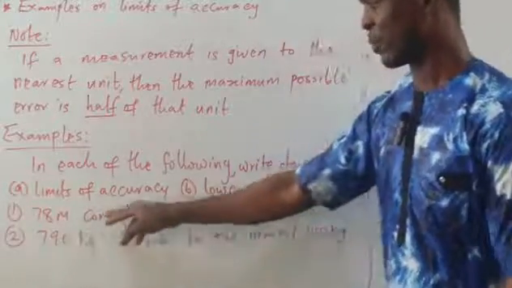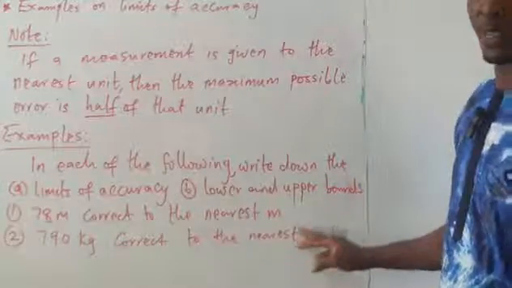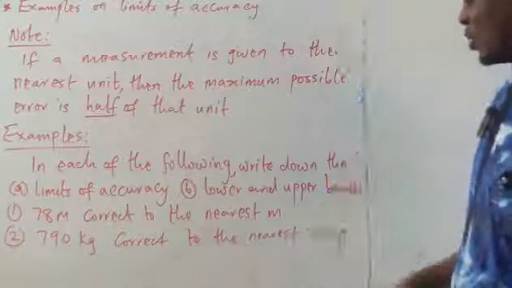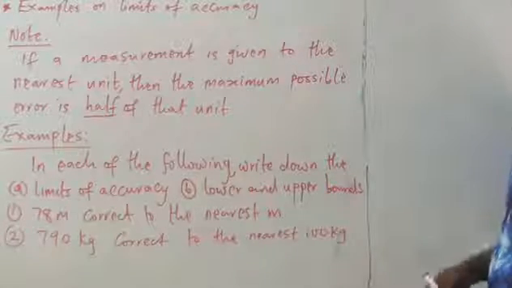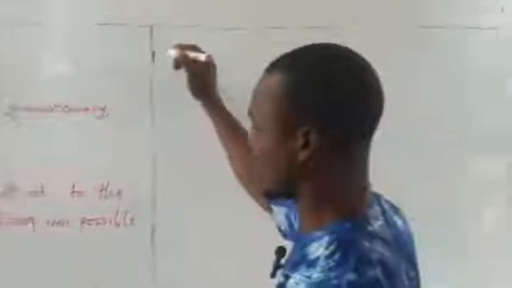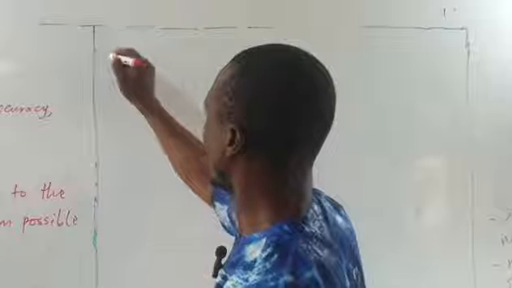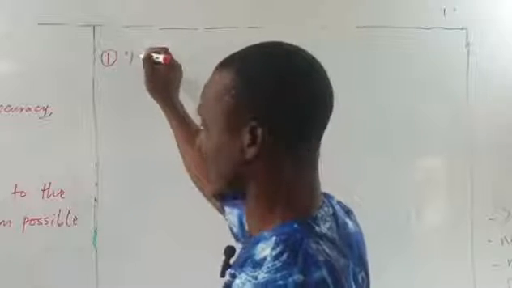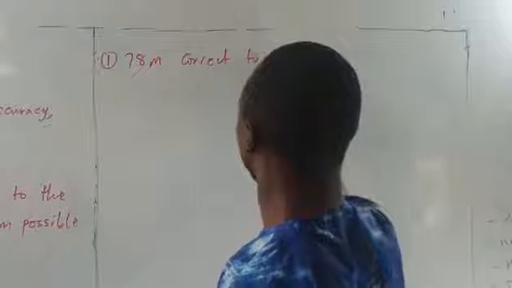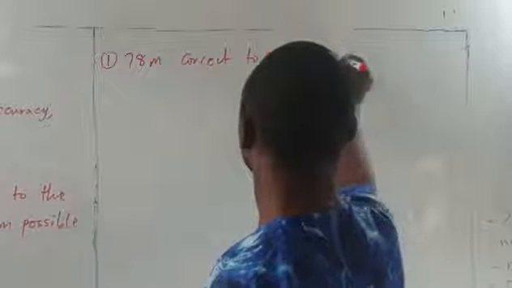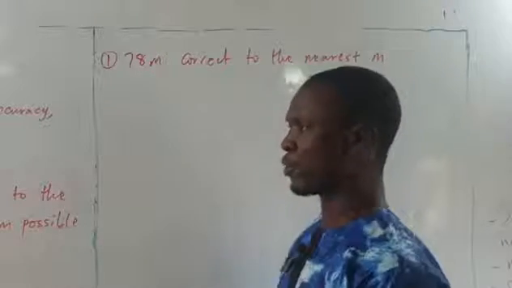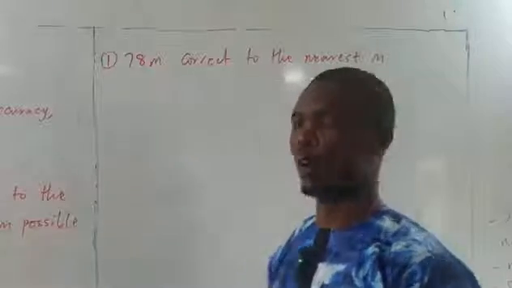Question 1: 78 meters correct to the nearest meter, and 790 kg correct to the nearest 100 kg. To tackle this type of question, the first thing to do, let me go to question number 1. Number 1 says 78 meters correct to the nearest meter. To do this, the first thing to look for is the maximum error.